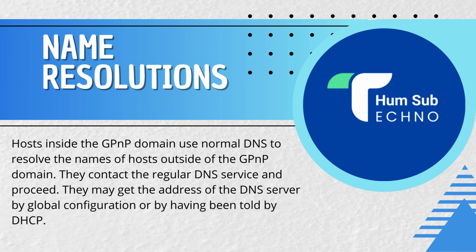So it is very simple. Computers inside the GPNP network use regular DNS services to find a computer outside their network. They contact the normal DNS services for this information and proceed. They retrieve addresses of these DNS servers either from the standard or global settings or from details provided by the DHCP server.